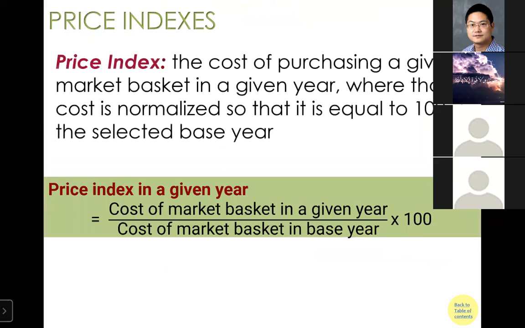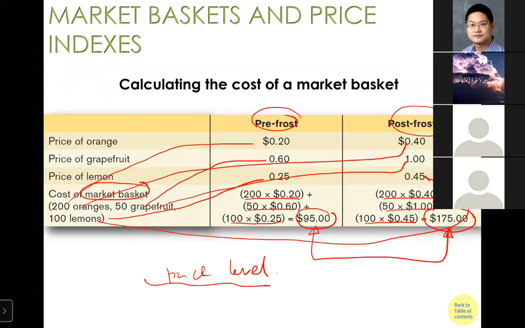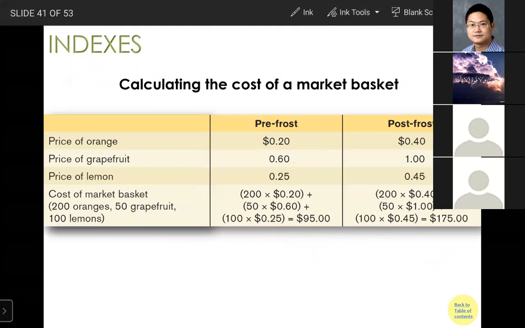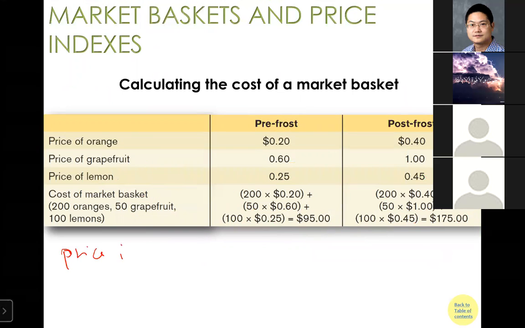Now we have a definition of a price index, which is the cost of purchasing a given market basket in a given year, where that cost is normalized so that it's equal to 100 in the selected base year. Let's go back to the previous slide. That just means, when we calculate a price index, we select a base year. If we pick pre-frost as the base year, then we set the price index in pre-frost as 100.